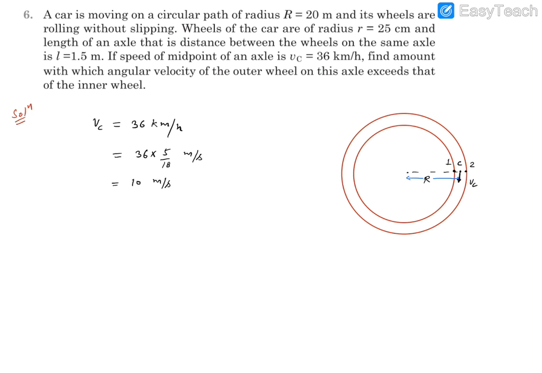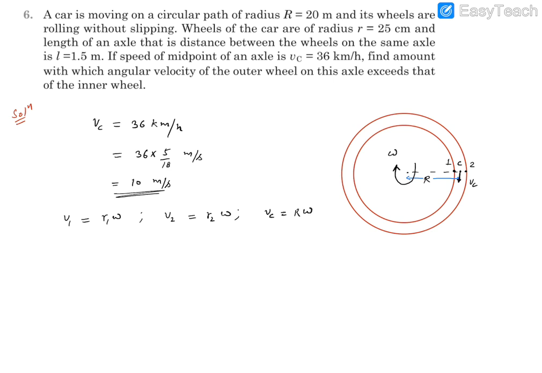Okay, so this is the velocity of the center of the axle, or center of the car, you can say. Now this entire car is rotating about this axis with angular velocity omega. So whether it's point 1, point 2, or the center point, all are going to have velocity as per this omega. So the velocity of point 1 we can write as r1 omega. The velocity of point 2 we can write as r2 omega. And the velocity of point C we can write as r into omega.